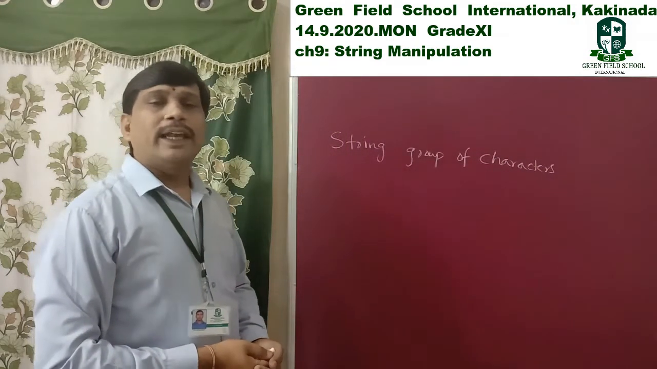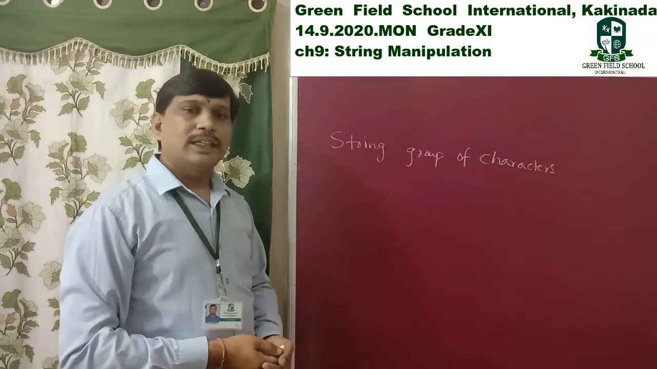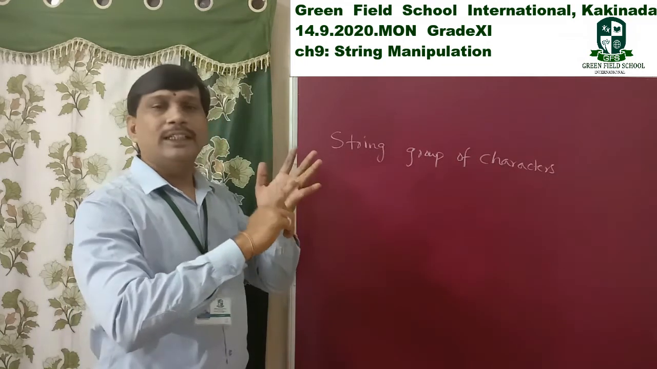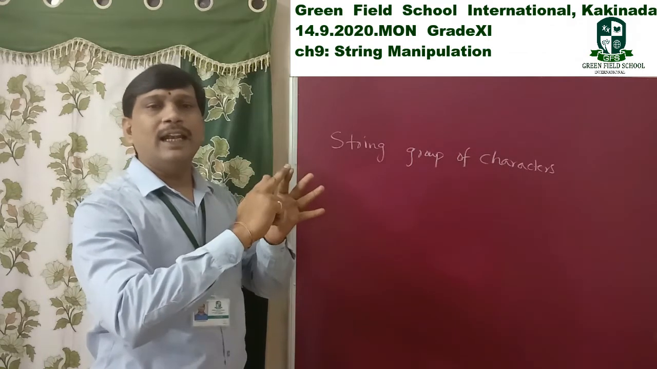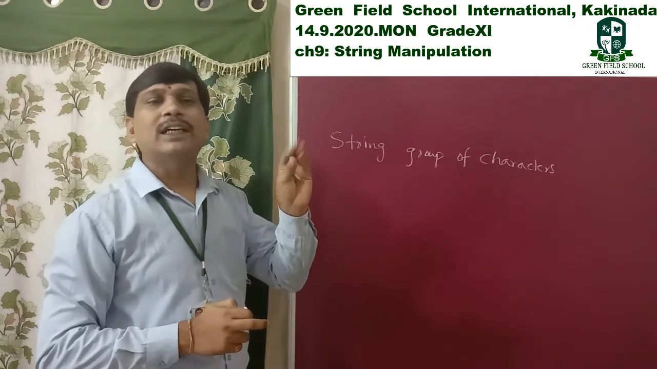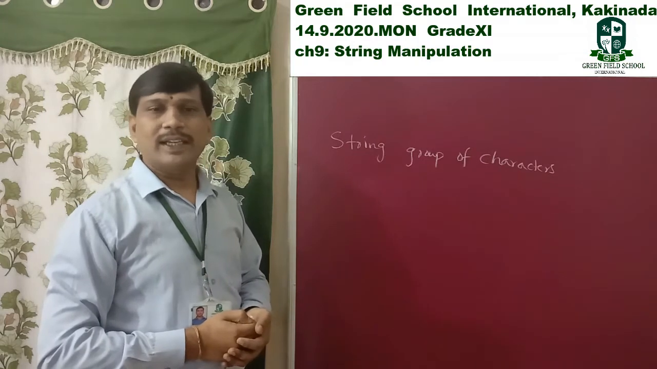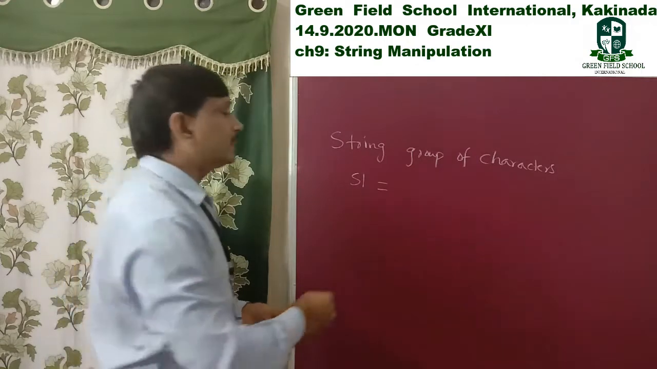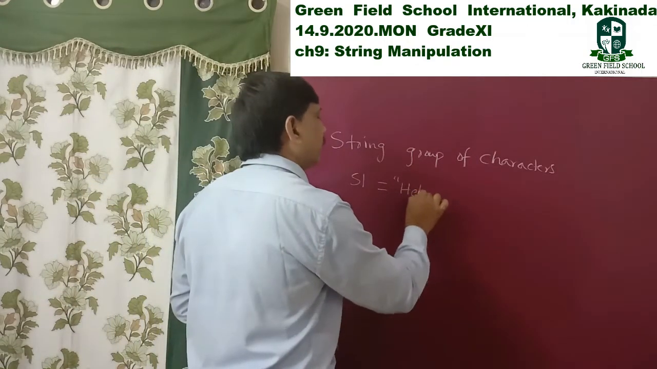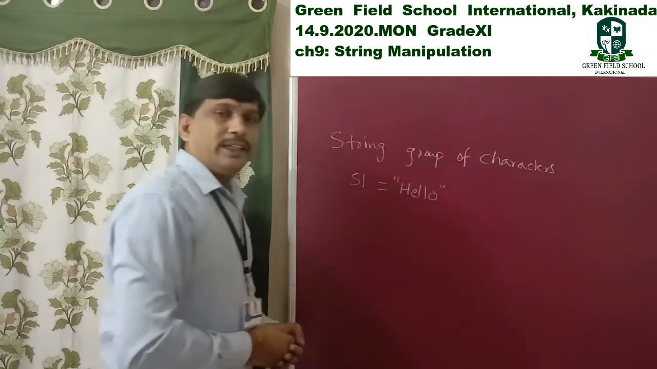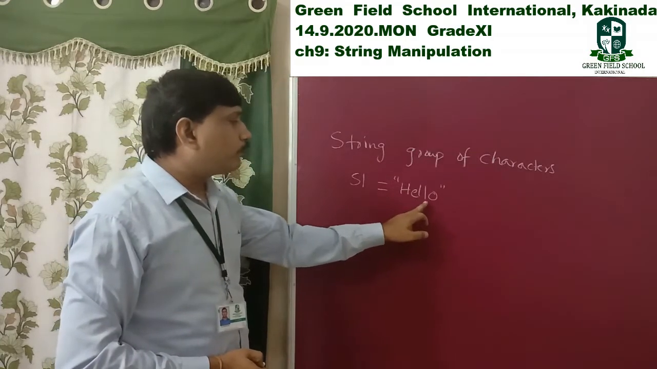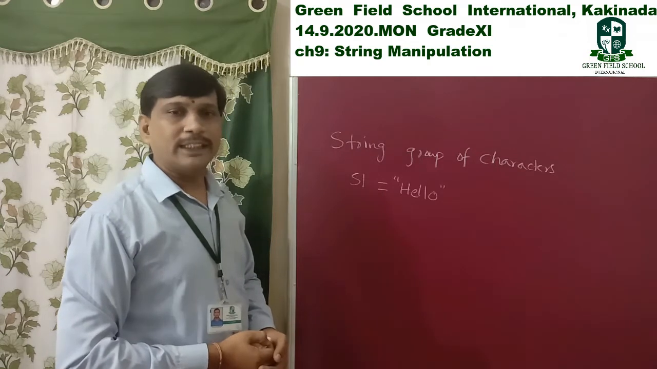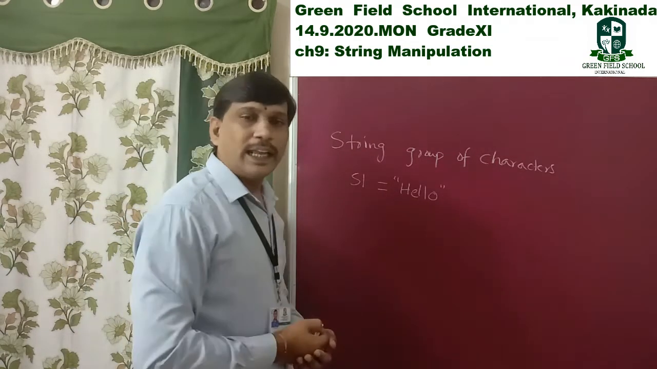Okay. So I take one string, that is hello. Here that string consists of H, E, L, L, O. Total how many characters? 5 characters. Okay, I take one string S1. S1 is a variable that consists of hello. It consists of a total of 1, 2, 3, 4, 5 characters. A string is a group of characters. Here 5 characters are there.